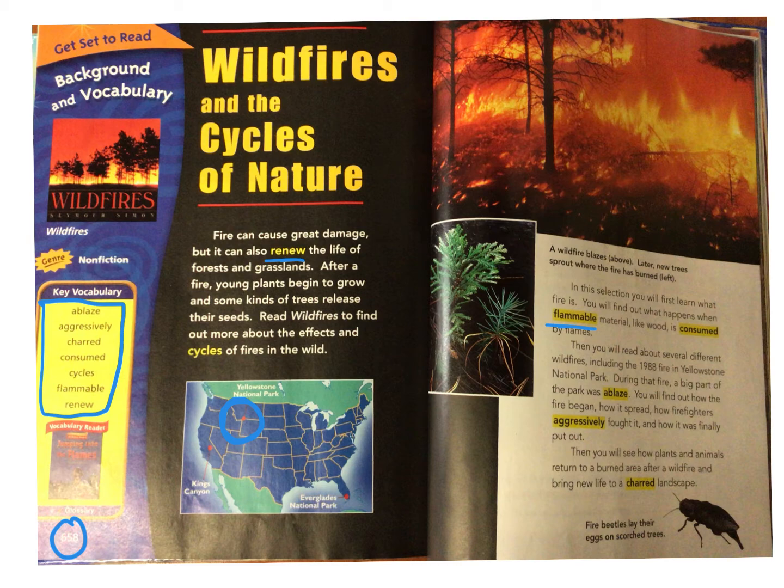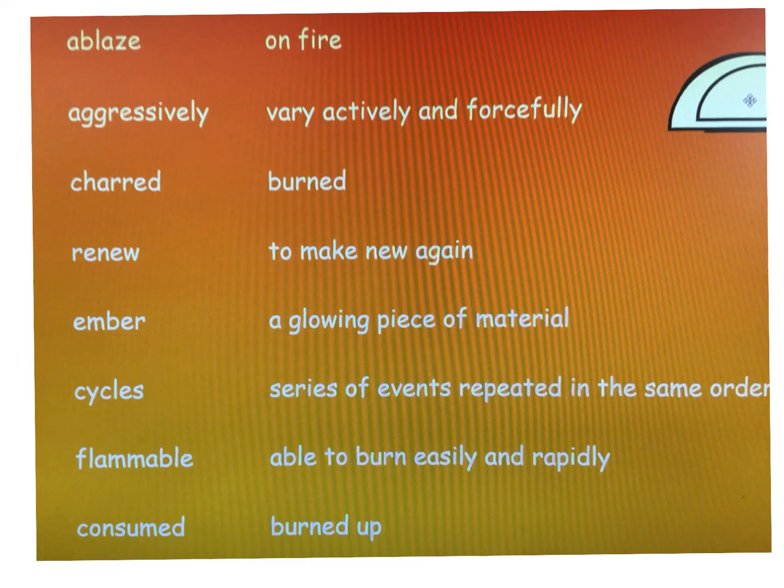And then we just have some captions here. So we have, the wildfire ablaze above. Later, new trees sprout where the wildfire has burned. So when wildfires burn, new trees start to grow, and it actually renews the forest. And it's not as bad for the forest as you would think that it might be. And then on the bottom, it says that fire beetles lay their eggs on scorched trees. So let's take a look at our vocab.